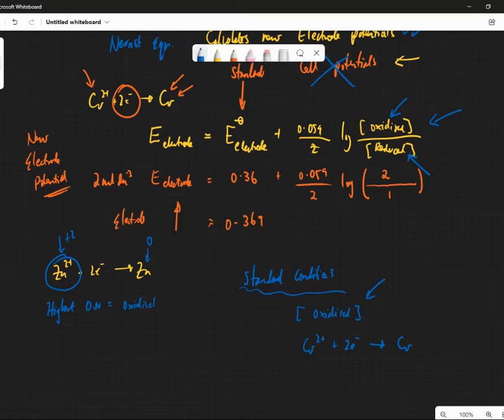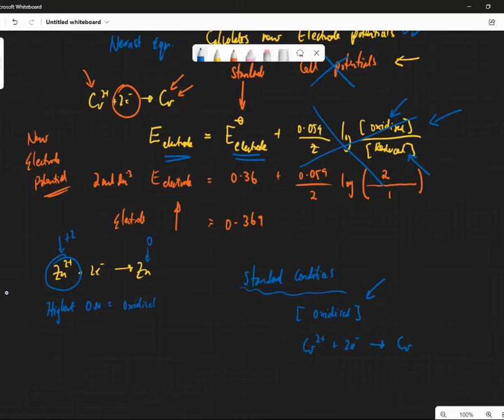Anyone want to tell me what the log of 1 is? Oh, it's not 10, Debbie. What? It's 0. Okay, that was close. So, if this part is 0, this part of the expression disappears and the electrode potential becomes the standard potential. Does that make sense?